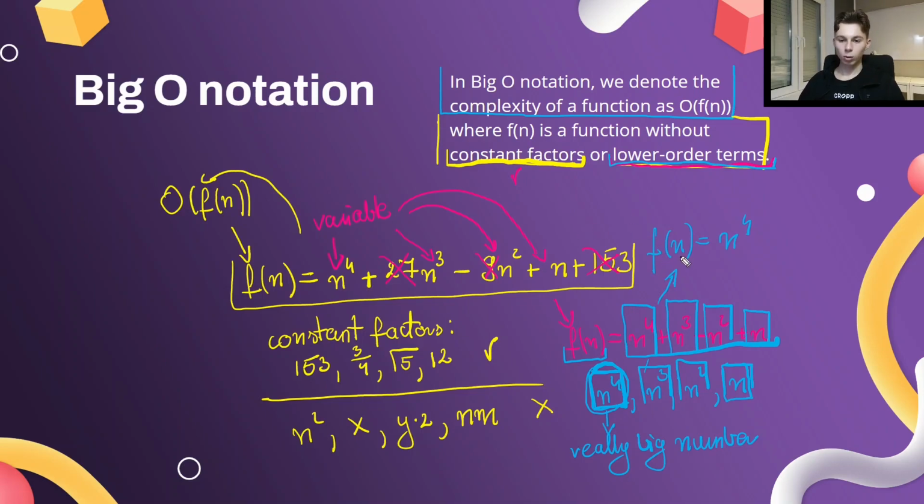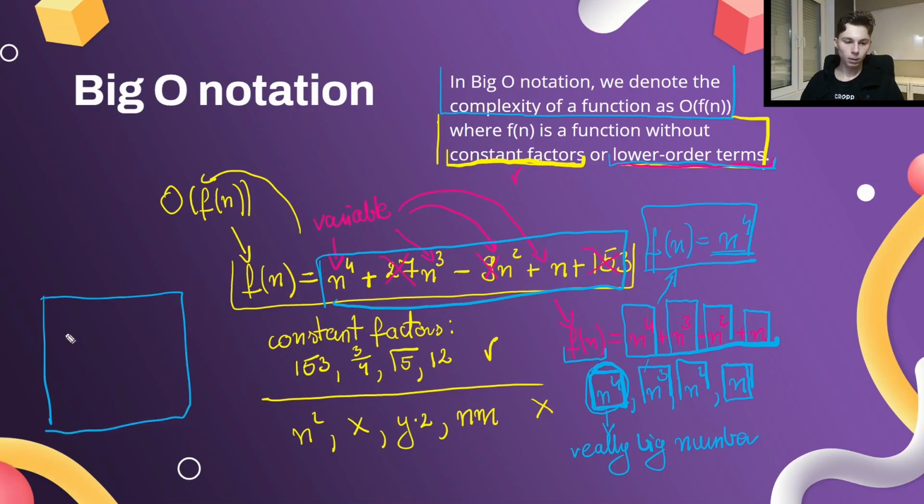And now we can see that our big O notation for this very complex function will just be n to the power of 4. So right here, the big O notation will be O of n to the power of 4 for this complex f of n.